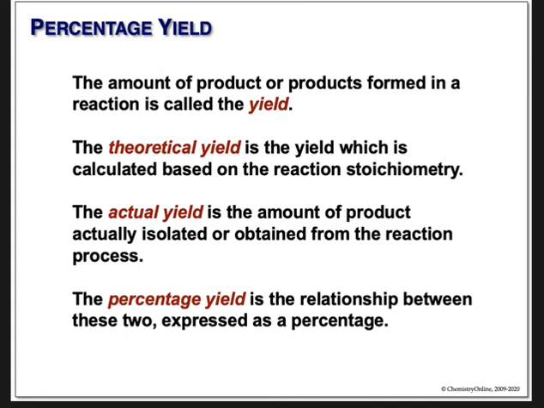Percentage yield is simply the relationship between actual and theoretical. To get a percent, you would take actual, divide by theoretical, and then multiply by 100. That's how you get percent.